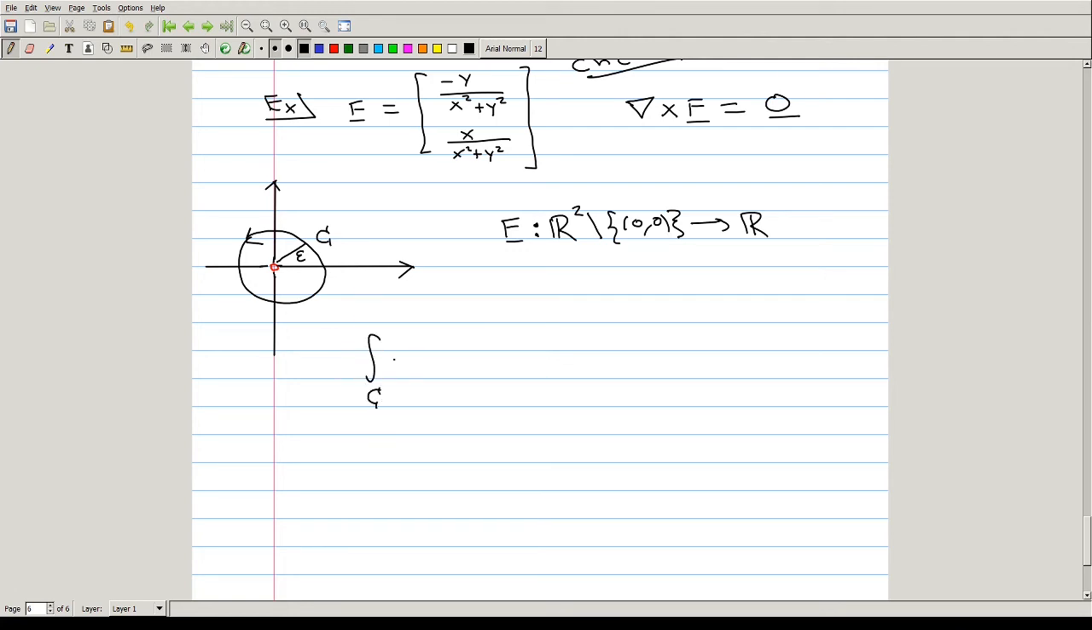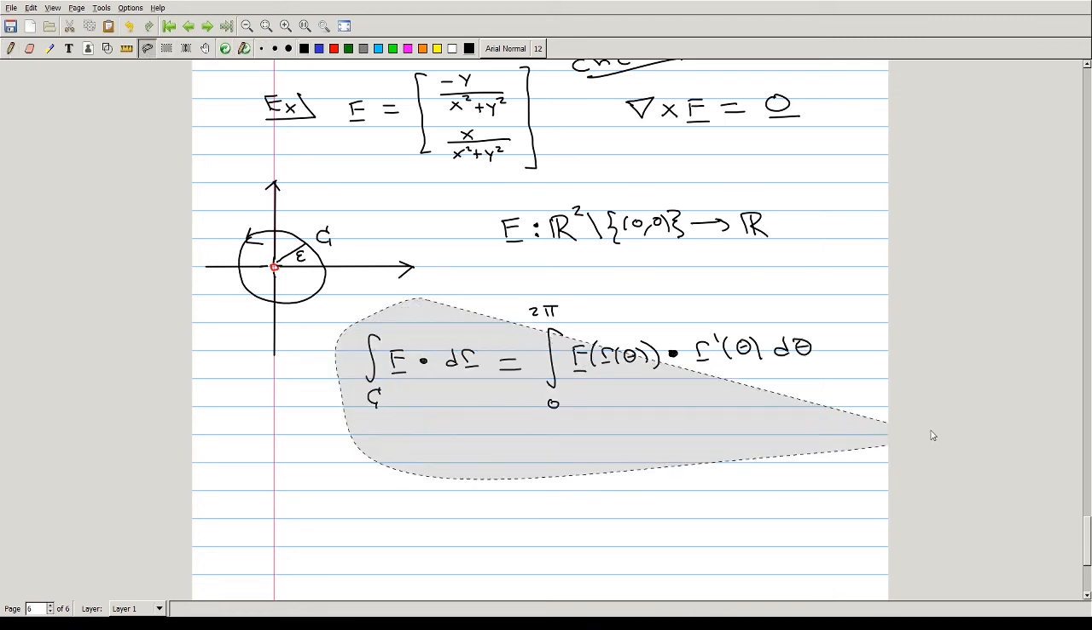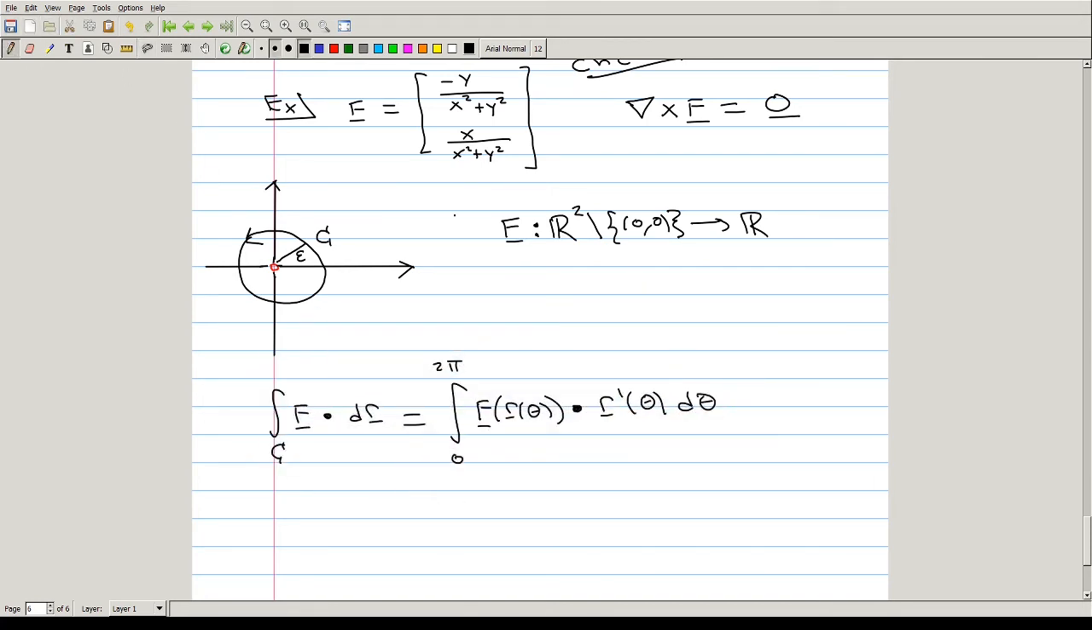The line integral on this path is going to be the line integral on C, where C is the circle, from 0 to 2 pi of f of r of theta dot product with r prime of theta d theta, where r of theta is epsilon cosine theta, epsilon sine theta.